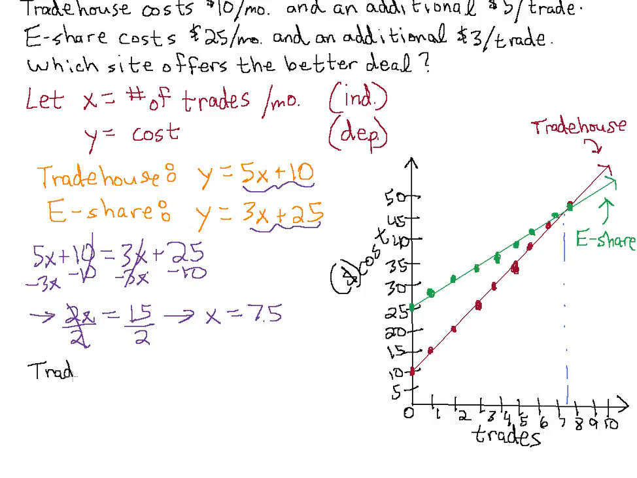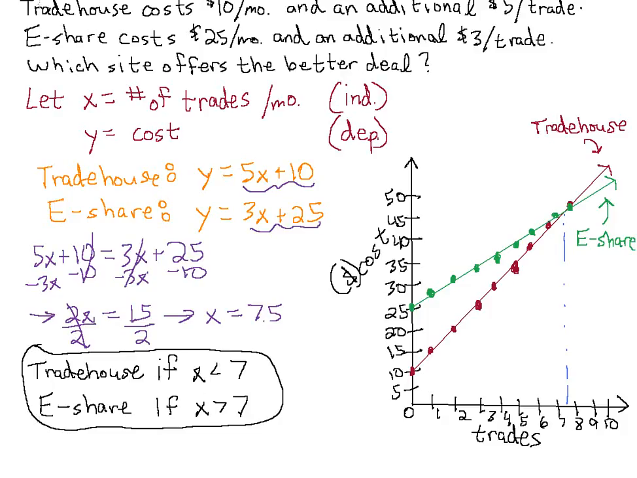Trade House is the better deal if Paul makes, if the number of trades, if x is less than 7, and eShare is the better deal if Paul makes more than 7 trades, or x is greater than 7. So this is actually the interpretation of our answer. We gave it in both equation form, and we wrote it out, and we drew it in graph form. And we're interpreting all this information to tell you that Trade House offers the better deal if Paul makes less than 7 trades according to these prices given, and eShare is the better deal if the number of trades made per month is greater than 7.